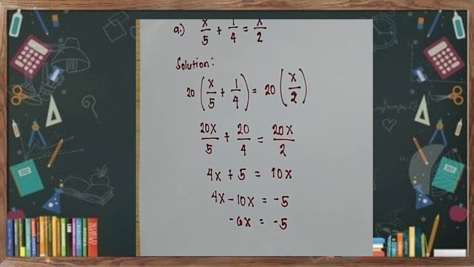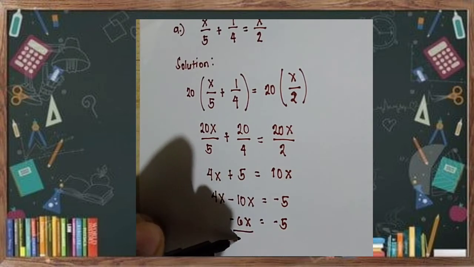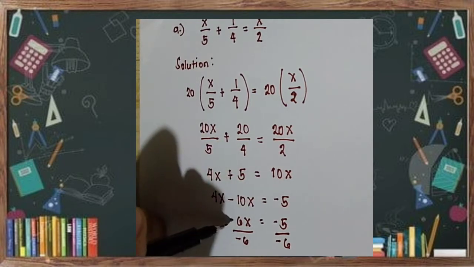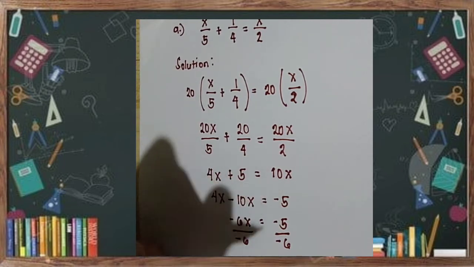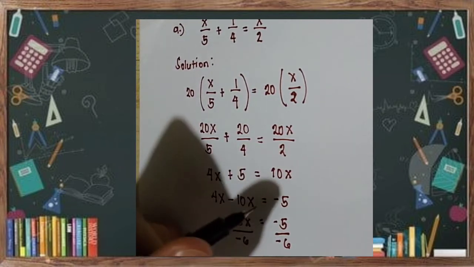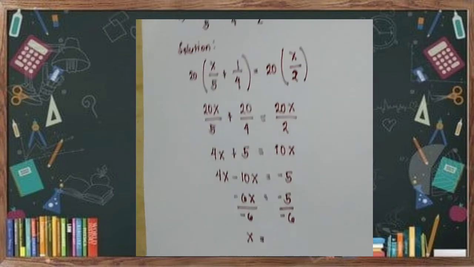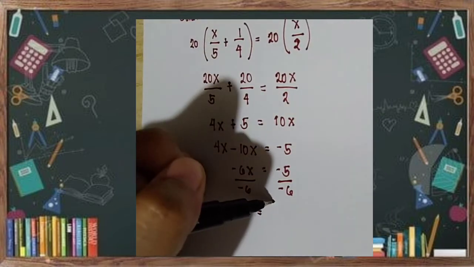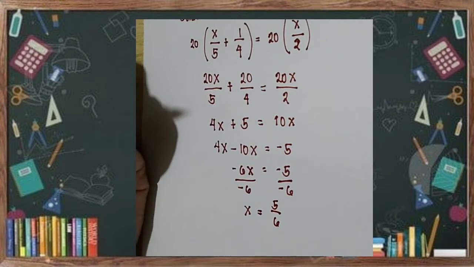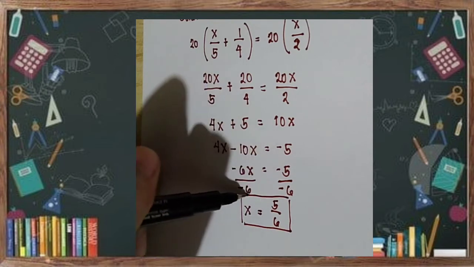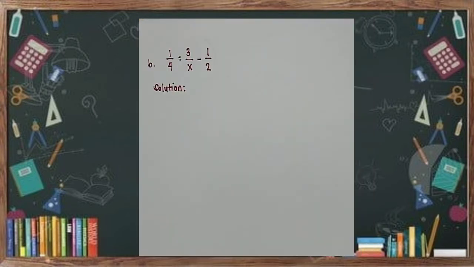Okay, next. Divide natin both sides by negative 6. Okay, so therefore, negative 6x divided by negative 6 ay equals to x equals negative 5 divided by negative 6 ay equals to positive 5 over 6. Therefore, the value of x is 5 over 6. Okay? Okay. So, let's go with another example.